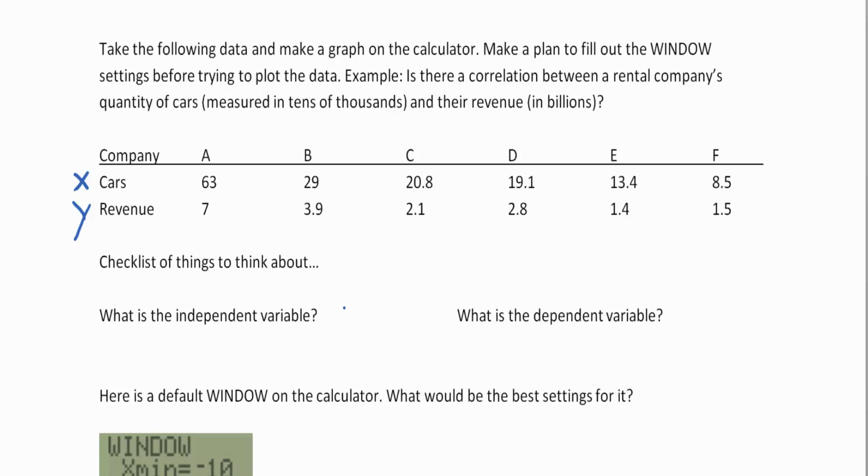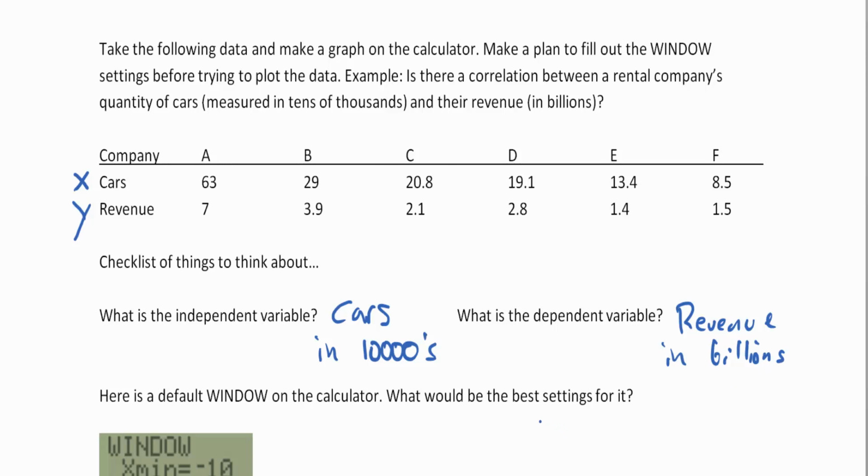So the independent variable is the cars. Now, it is important to keep remembering that the independent variable is the cars in 10,000s, okay? That's important because we have to keep our scale in mind. We're not buying 63 cars and making $7. This is a much bigger problem in scale. And the dependent variable is the revenue in billions of dollars.